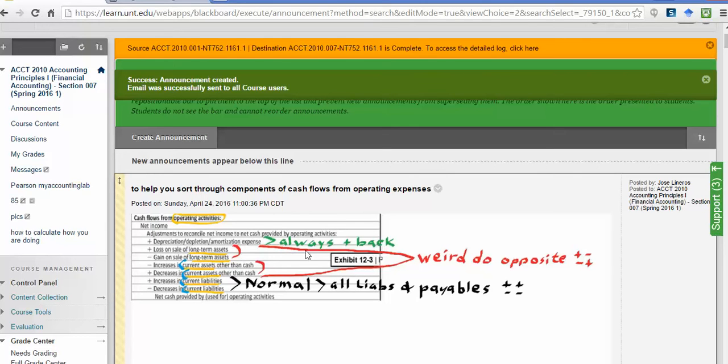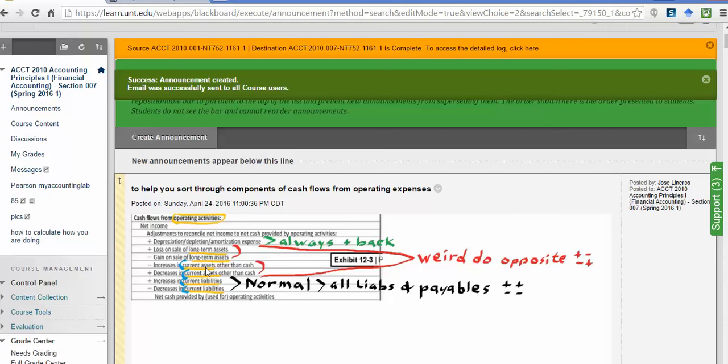Here's the weird ones in the middle. This is what we were joking around with in class about the cat. Notice that if there's a loss, you add it. If there's a gain, you subtract it. Notice the exact opposite. If it goes up, you subtract it. If it goes down, you add it. If you have a drop in current assets other than cash, you add it, and if it goes up, you subtract it. Very unusual. Just like I said, know that's the relationship between these.